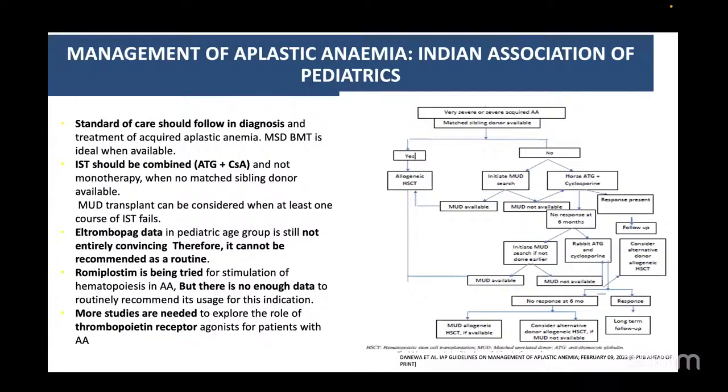So this is another publication from the Indian Association of Pediatrics, IAP, on the standard of care that should be followed in diagnosis and treatment. The way to go is matched sibling donor bone marrow transplant. There is no doubt about that. But many times we don't have the liberty to go to matched sibling donor bone marrow transplant. Then in such cases, IST can be combined, and should be combined, and not be used as a monotherapy.